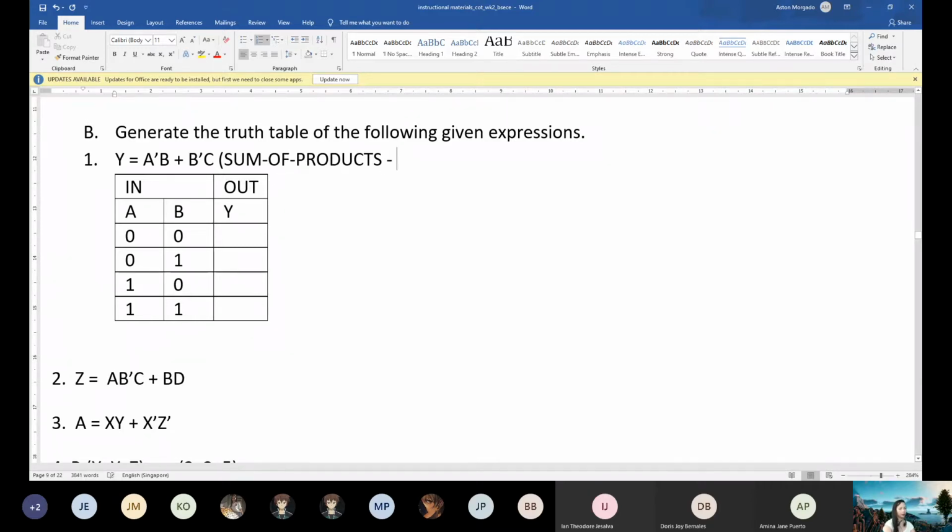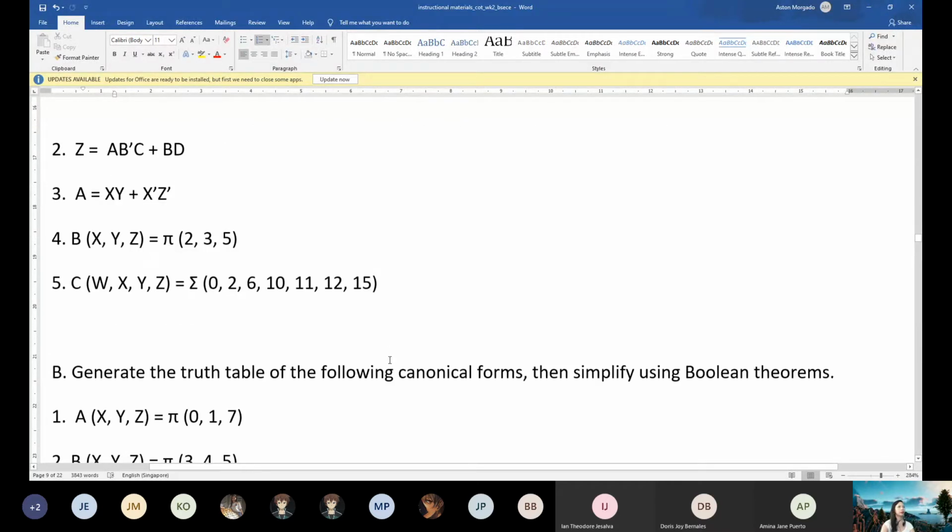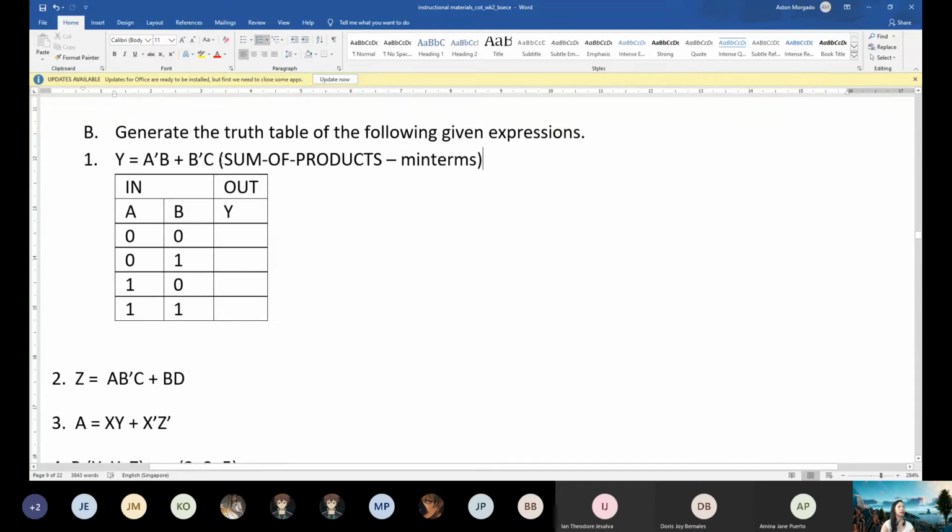Okay, and sum of products is, what is this? Minterm or maxterm? Class. Minterms po, ma'am. Okay. Sum of products is minterms. Okay? Minterms yan. Sum of products, minterms. Pag maxterms, product of sums. So wala tayong example ng product of sums. Okay, so this is sum of products.